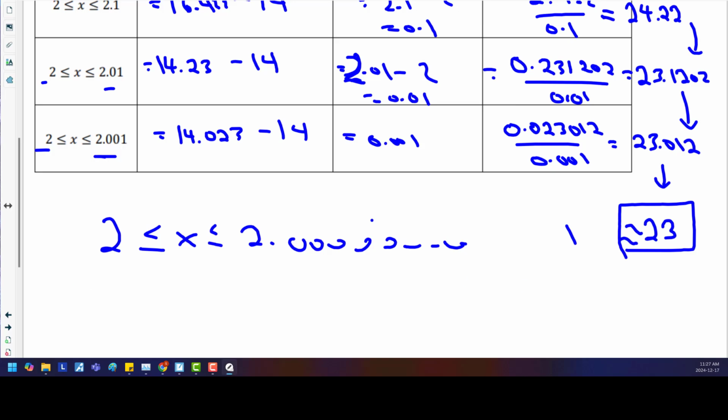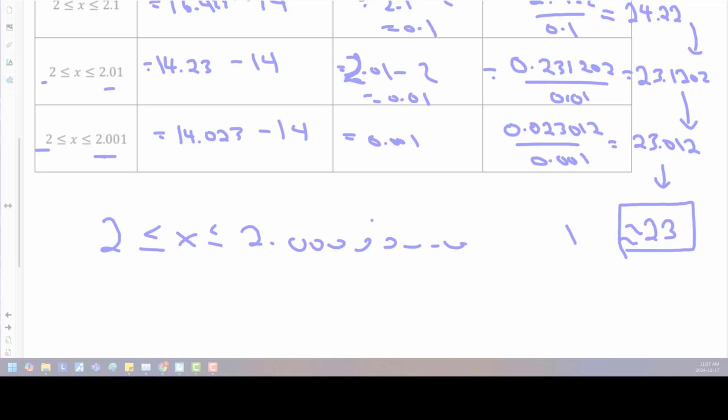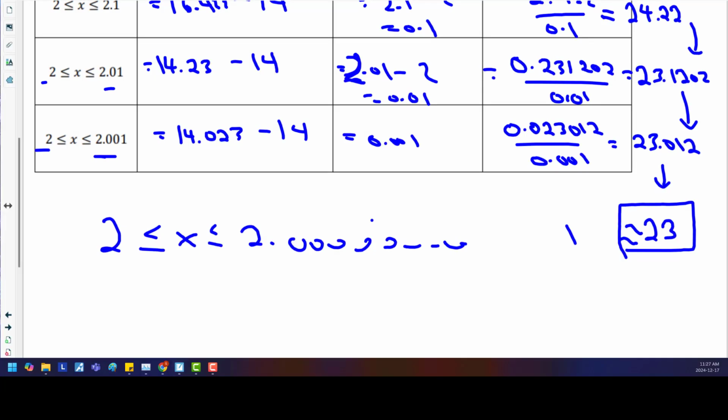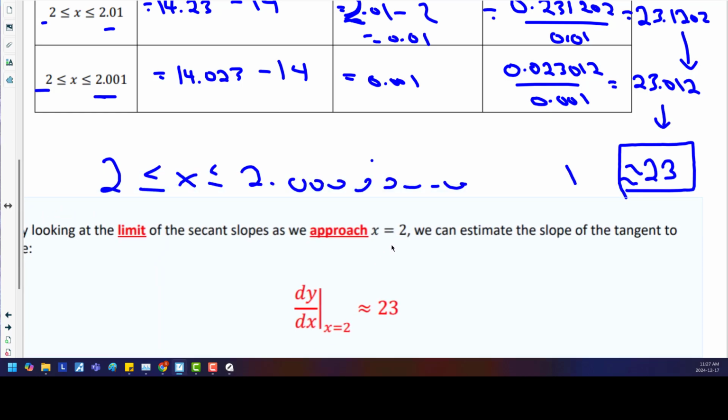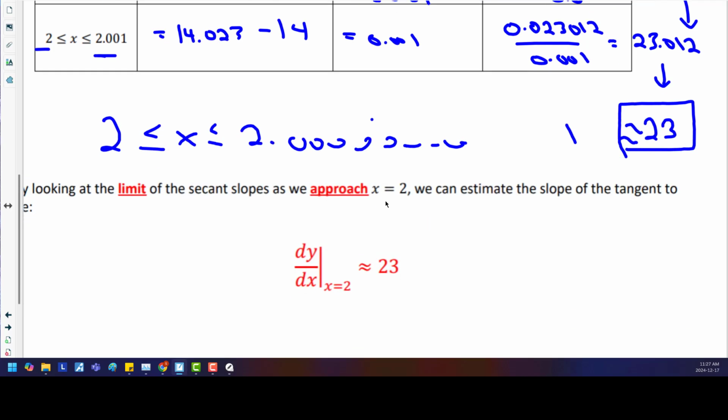So the limit, as it's approaching 2, the secant slopes approach x equals 2, we can estimate the slope of the tangent to be 23 roughly. There you go.